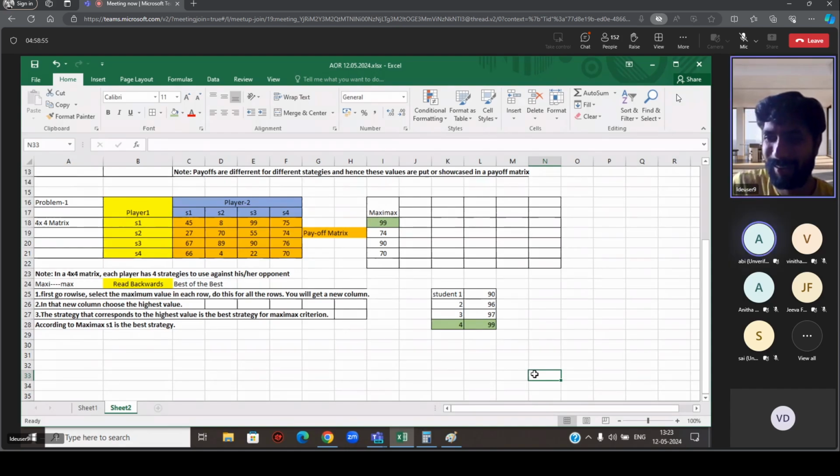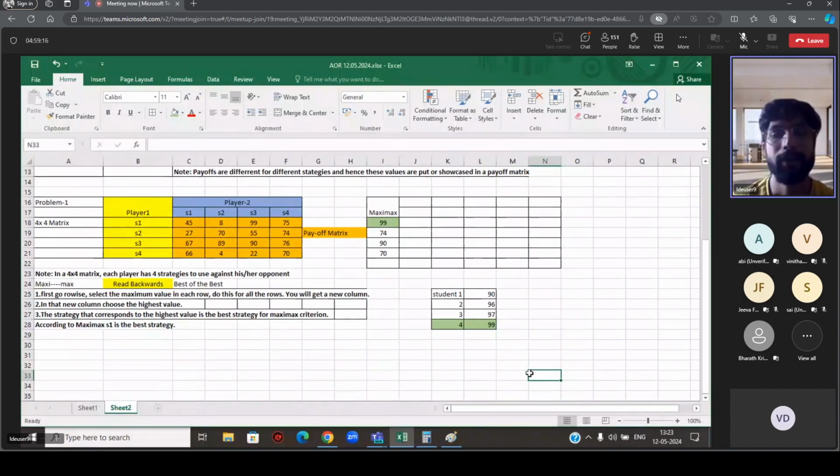People are never satisfied. People want best of the best. You understand? That's exactly how criterion of maxi-max works.